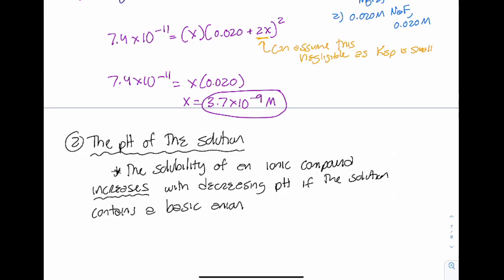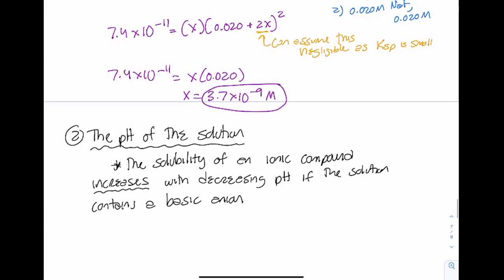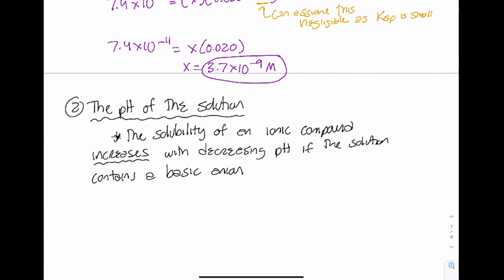With our common ion effect, we actually saw a decrease in solubility. This time we're going to see an increase in solubility as our solution becomes more acidic. Decreasing pH, so it's becoming more acidic, if the solution contains a basic anion. And generally it has to be pretty basic. Like the pH of the solution to begin with should be less than about 10.45 for this effect to actually occur. Don't worry about remembering that number. Just do know that it has to be a basic solution. I have to have a basic anion as part of it.